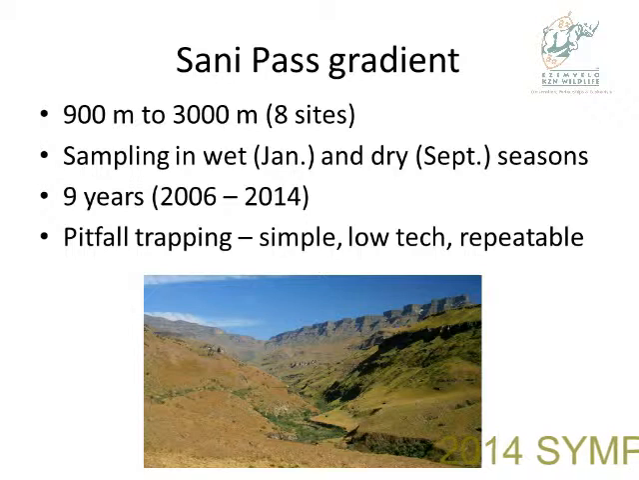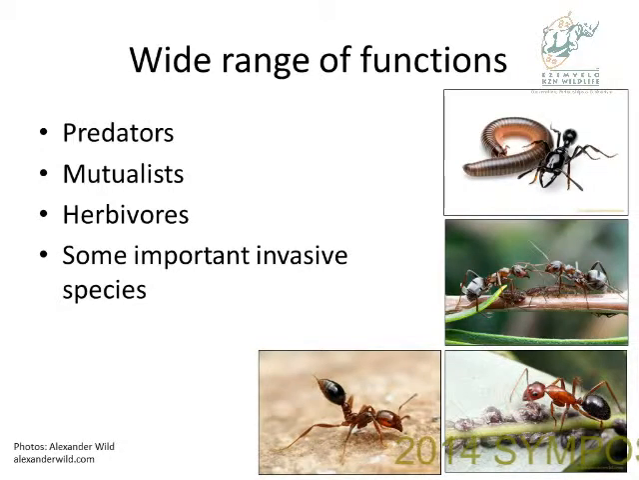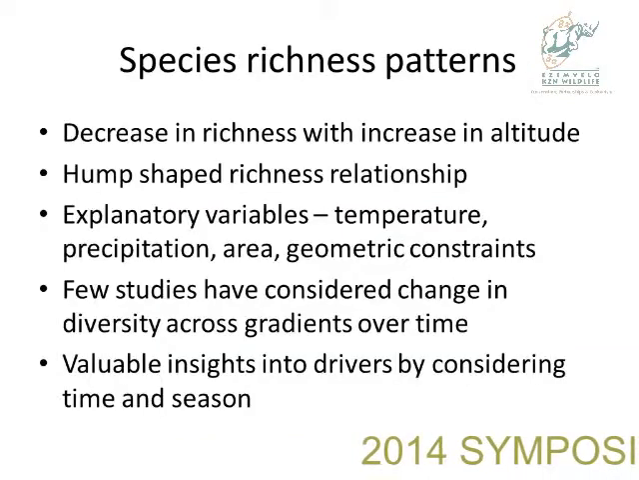We use pitfall trapping because it's simple, it's low tech, and it's repeatable. And then why ants? Well, they respond to environmental change more quickly than long-lived species. They're relatively easily sampled. Sampling is repeatable. Taxonomy is fairly good. And we can actually study whole assemblages, which is quite important. They also have a wide range of functions: predators, important mutualists, herbivores. There are also some important invasive species, but luckily, no invasive species that we've recorded across this gradient. They also play an important role in ecosystem function.